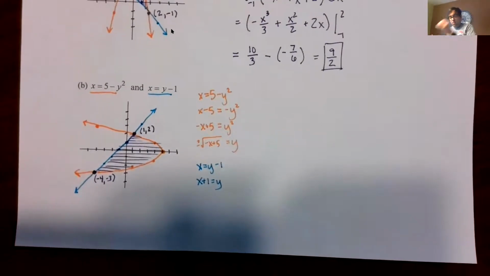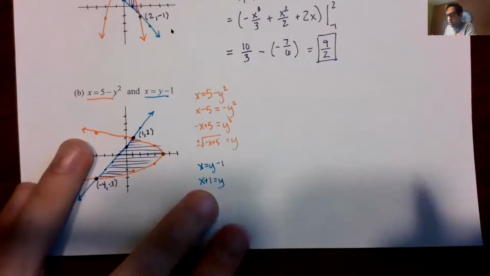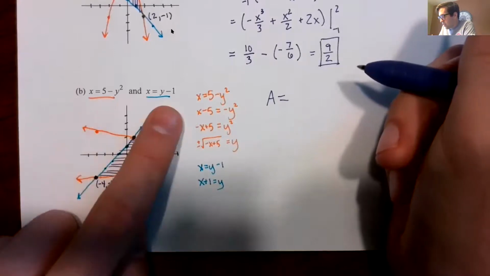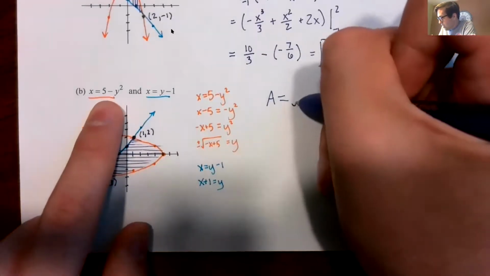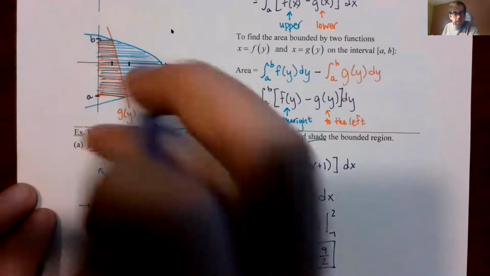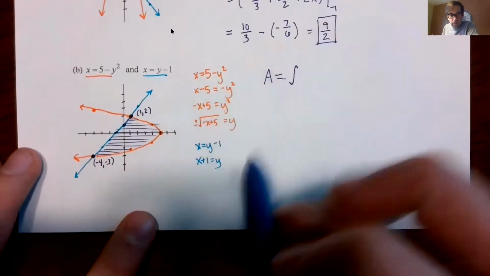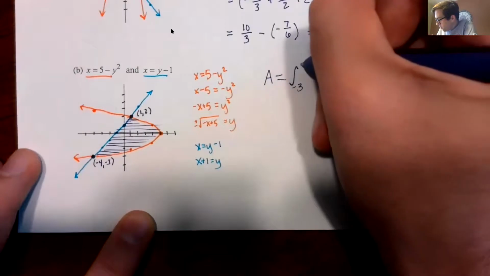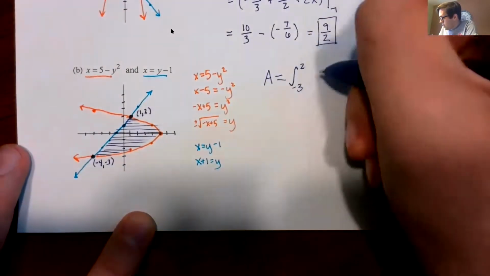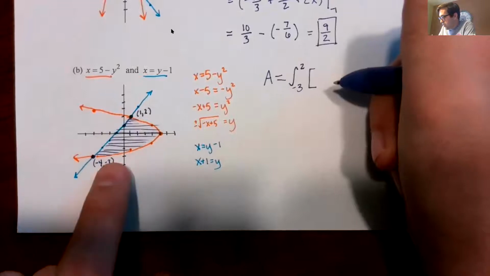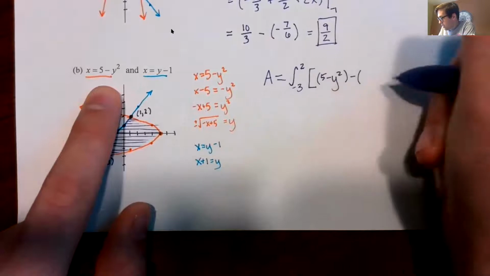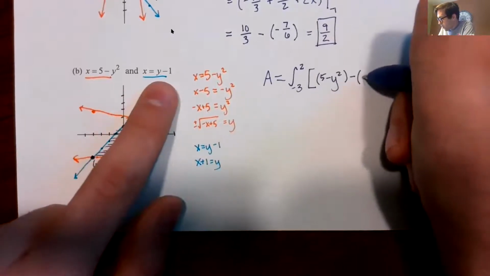And then it is time to set up our integral. So our area. This time, we're going to use the equations that are solved for x so that we have the variable y in it. And when we do the bounds, just like we put up here, we're going to go from a to b. The y values, so it's going to be from negative 3 to 2. And inside we put the function to the right, which was 5 minus y squared, minus the function to the left, which was y minus 1.